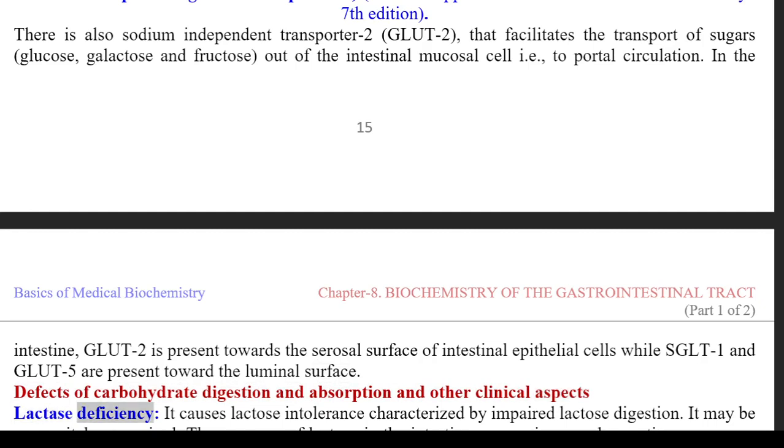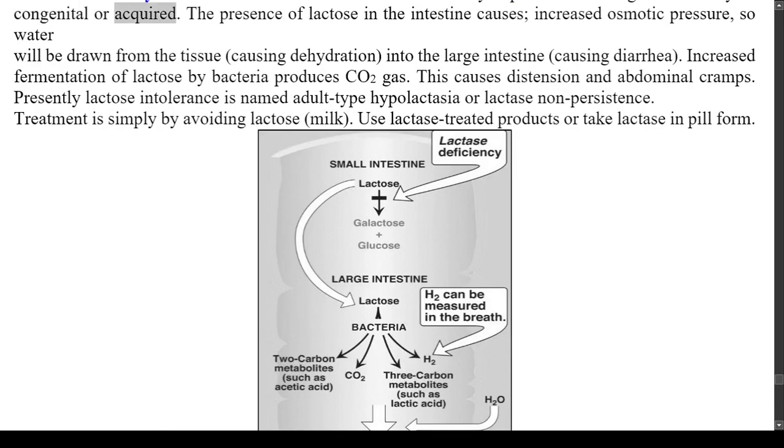Defects of carbohydrate digestion and absorption and other clinical aspects. Lactase deficiency causes lactose intolerance, characterized by impaired lactose digestion. It may be congenital or acquired. The presence of lactose in the intestine causes increased osmotic pressure, so water will be drawn from the tissue, causing dehydration, into the large intestine, causing diarrhea. Increased fermentation of lactose by bacteria produces CO2 gas.